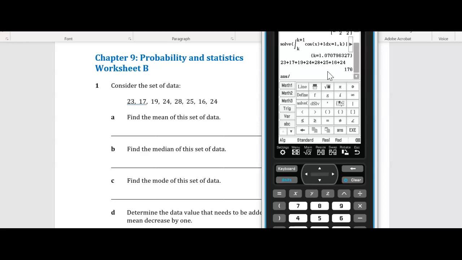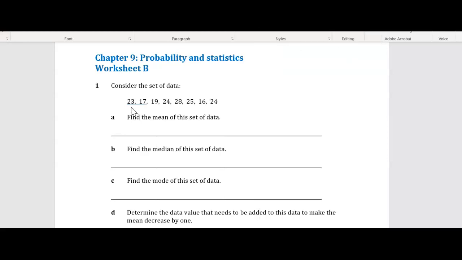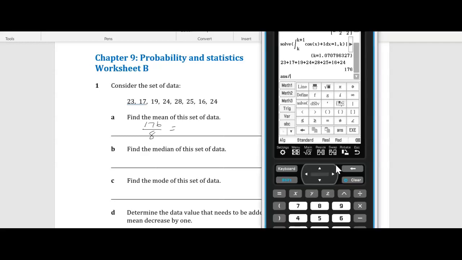Okay, and then we divide that by how many we got. So 176, I just write that here. 176 divided by 1, 2, 3, 4, 5, 6, 7, 8. So back onto the calculator. 176 divided by 8 is 22.